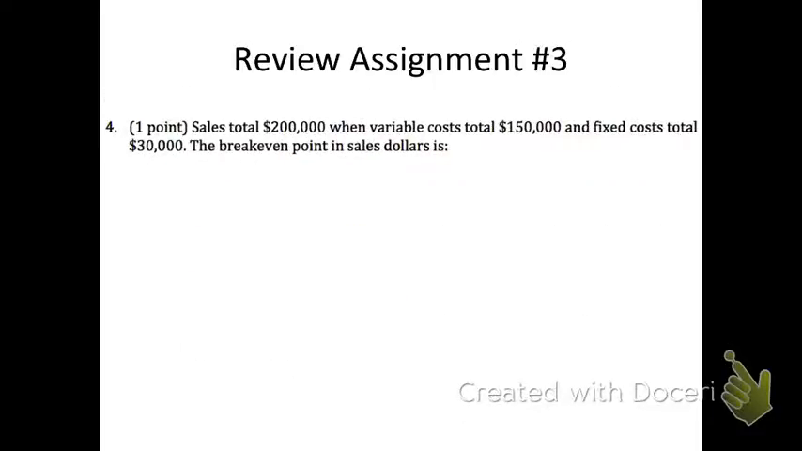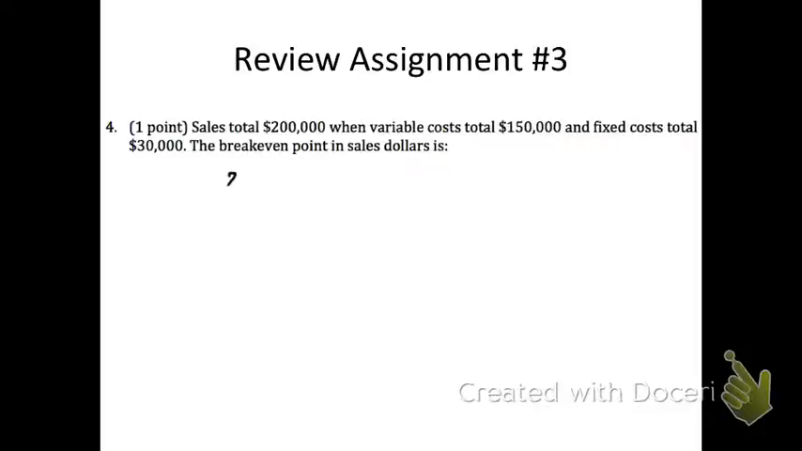All right, number 4. Number 4 is the cost volume profit. Given information, you know that variable costs are $150,000 when sales are $200,000, and fixed costs total $30,000. So really, on these types of problems, cost volume profit, you're just looking at the operating income equation. You need to determine what sales level is going to give me an operating income of 0.